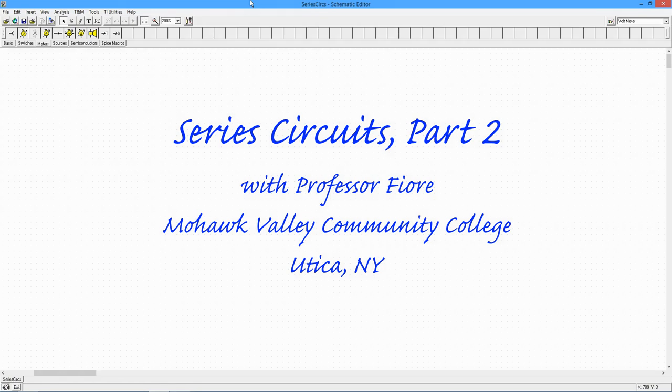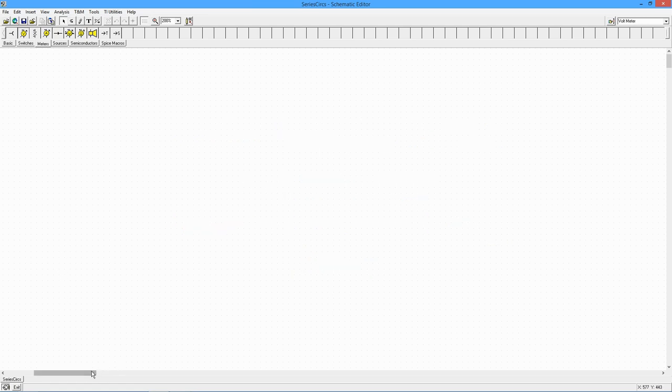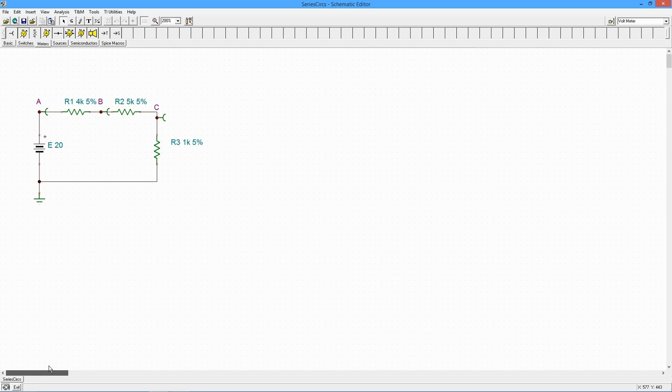Hello, folks, and it's time for part two of our series circuit analysis. So what we're going to do here is look at a couple of different series circuit arrangements on TINA-TI. So I've already built this little circuit. We've got a 20 volt source, three resistors in a series loop, a 4K, a 5K, and a 1K.